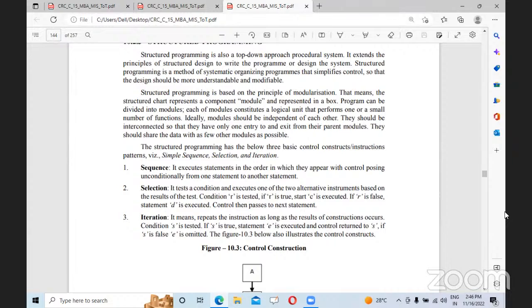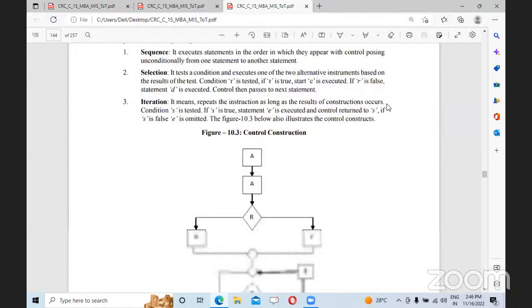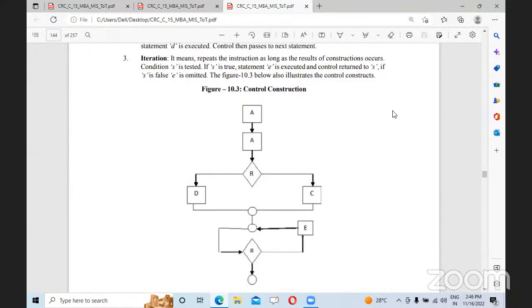Next point is iteration. It means it repeats the instruction as long as the result of the condition holds. Condition S is tested. If S is true, the statement is executed and control returns to S. If S is false, the statement is omitted, and the following diagram illustrates the control construction.